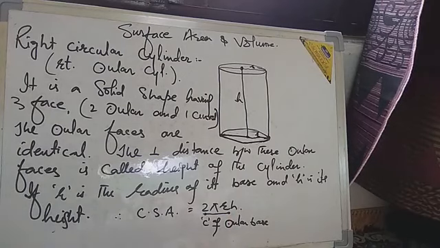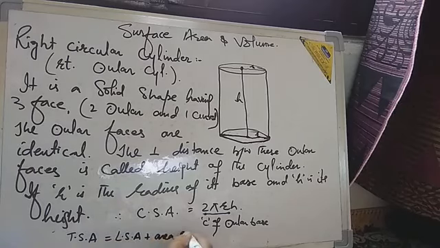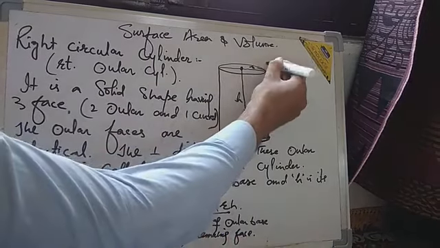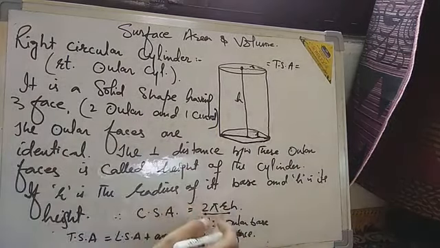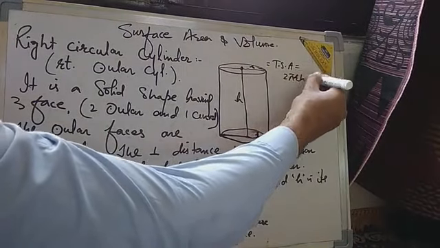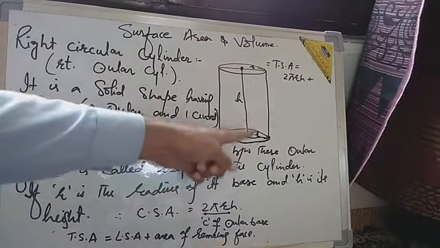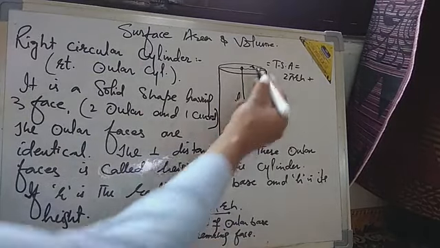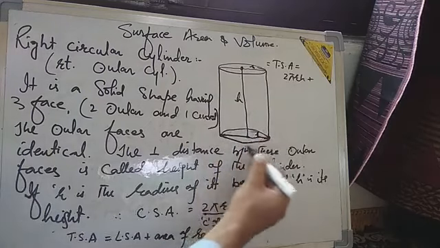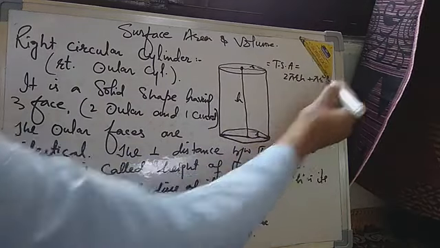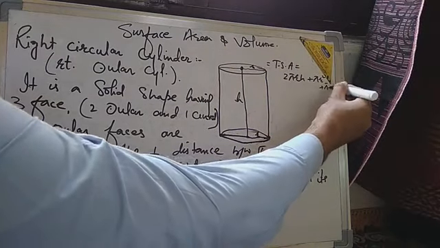Then its total surface area. As I have already told you, total surface area means lateral surface area plus area of remaining faces. Lateral surface area is 2 pi r h, plus, now the area of the side face has come, 2 pi r h. Which two faces are remaining? One is the base and one is the top. The base is circular and the top is also circular. When the base is circular, the area of a circle is pi r square. The top is circular, so its area is again pi r square.